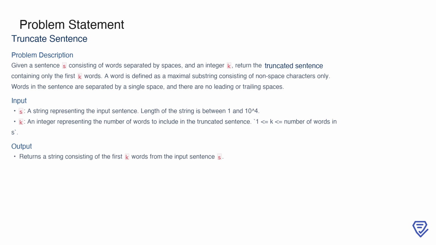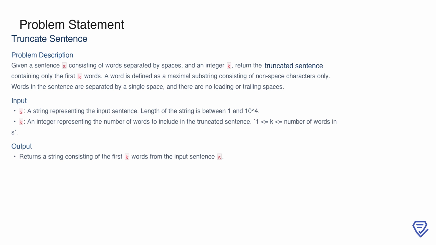In this problem, you are given a sentence S made up of words separated by spaces, and an integer k. The goal is to return a truncated version of the sentence that includes only the first k words. A word here is defined as the longest possible sequence of non-space characters. The sentence itself does not contain any leading or trailing spaces, and the words are separated by exactly one space.